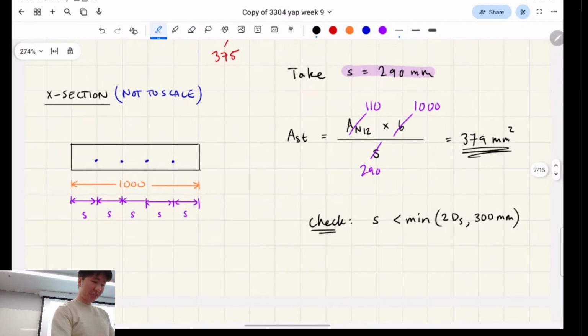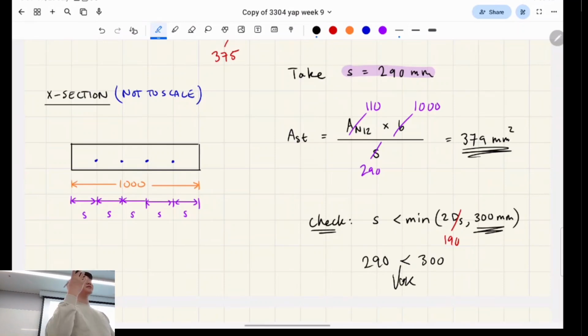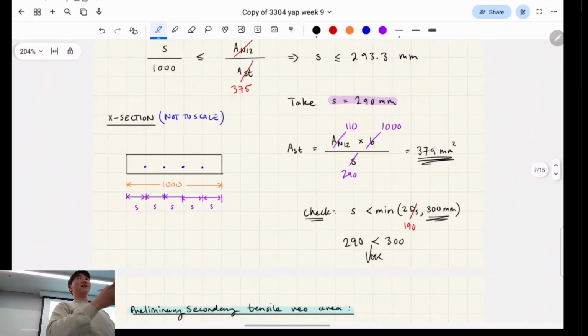So you're going to have to do a quick check. These are slightly different for slabs and for beams. This is just the slab check. Because 290 is less than 300, this is okay. 300 is the most you can have for steel spacing for a slab.